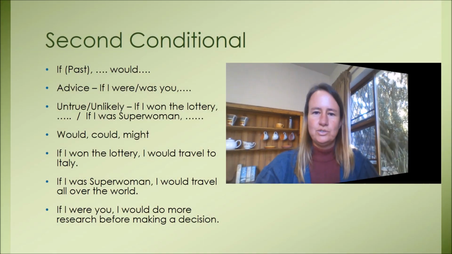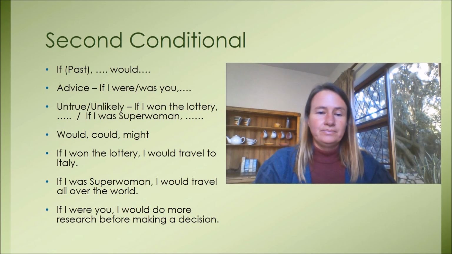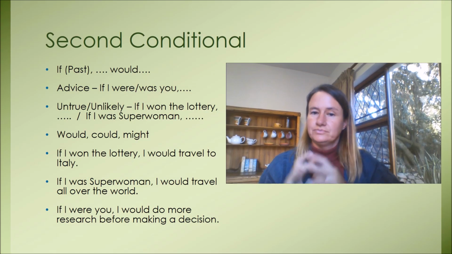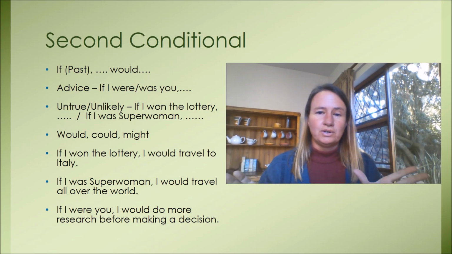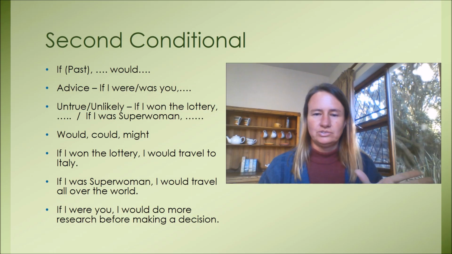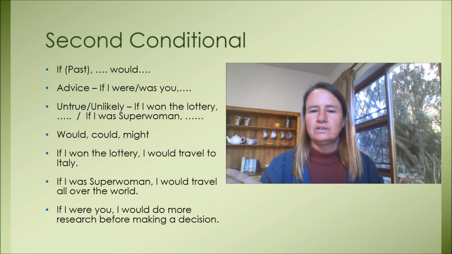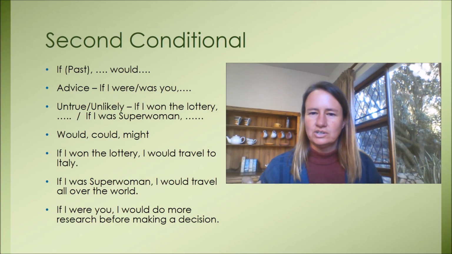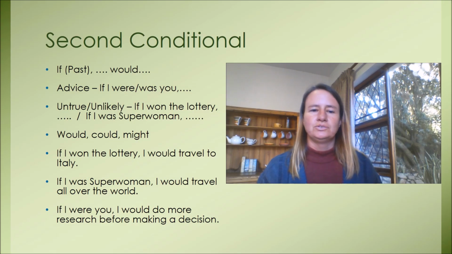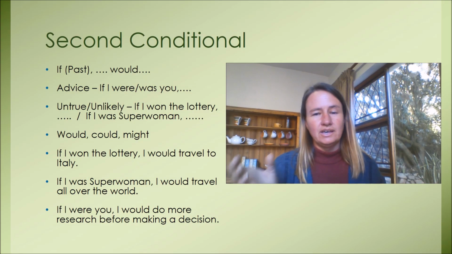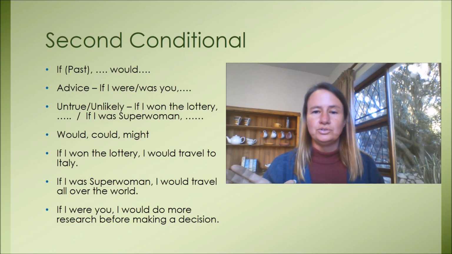Right, we're going to move on to the second conditional now. Okay, so you will see there, let's start with our grammar form again. We have two clauses. The first part, if, past tense. And in the second part of the clause, we're going to use would. Okay, this makes our structure very simple. So, if, past, in the first part of the clause, and the second part of your clause, use would.